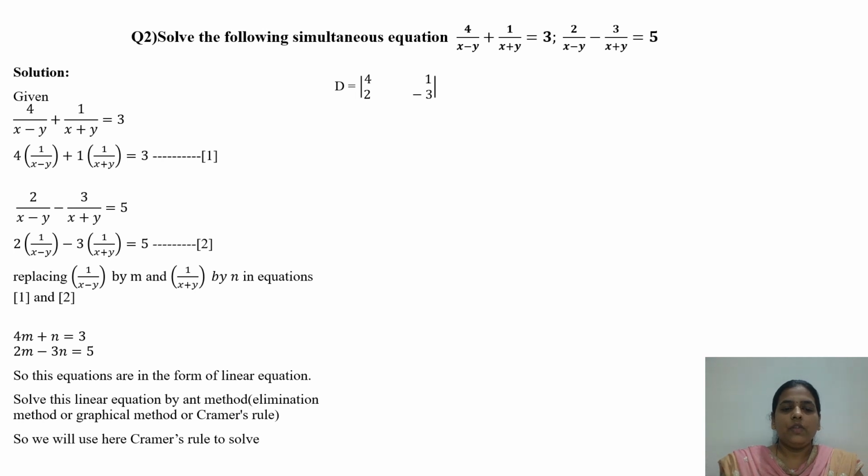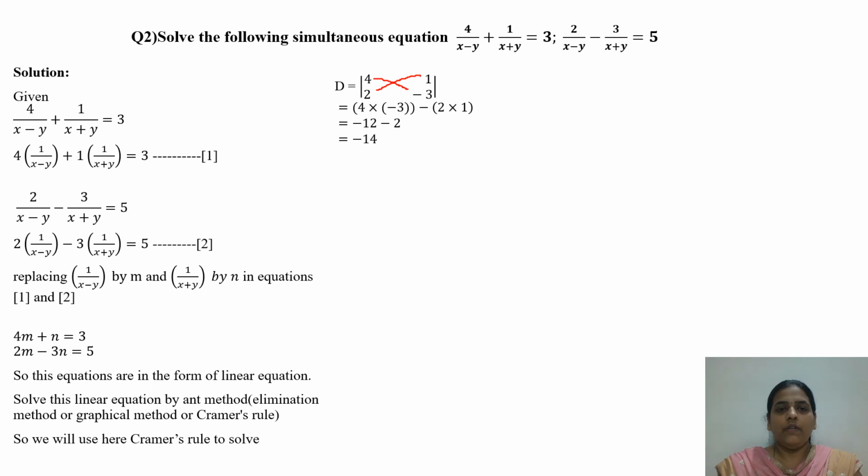Next, when we calculate the determinant of this, we want to multiply what? 4 into minus 3 minus 2 into 1. 4 into minus 3, what is your answer here? That is minus 12. And 2 into 1, that is 2. Okay. That is minus 12 minus 2. So what is your result here? That is minus 14. Correct. So this is the value of D.